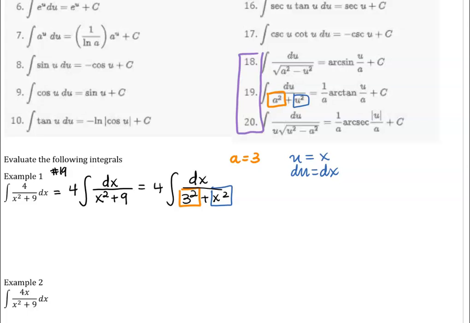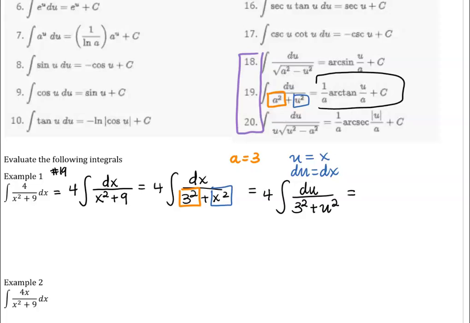So now I'm ready to go in and do some substitution. But you don't really have to do substitution in this case because the du and the dx worked out perfectly. But we do have 4 times the integral of du, because dx is du, over 3 squared plus u squared. And u is still a.